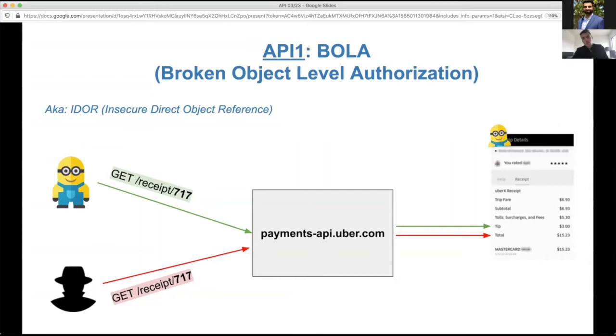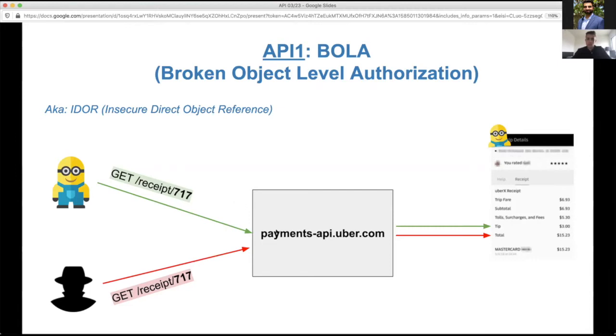So let's try to understand what is BOLA. We have some app, like for example, Uber, and then you have the user Bob. Bob took a ride on Uber, and after he took the ride, he wants to download the receipt. Because Bob has taken many rides, the client needs to specify exactly which ride Bob wants to get the receipt of. So the API call to the backend would be GET /receipt/717, which is the ID of the ride. This is the ride ID.